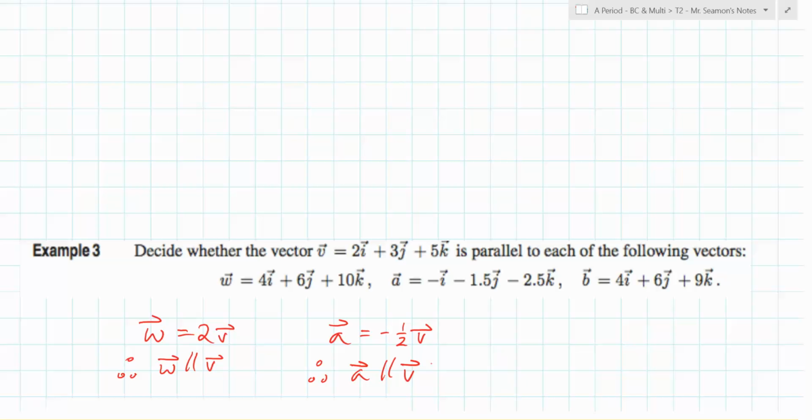Now lines have direction. It doesn't matter what direction it goes in. Like one's going this way, one's going this way. They're not going to touch each other. So how do you know if they were? That is an excellent question. And that is one of the things we answer next, because it is not super clear.